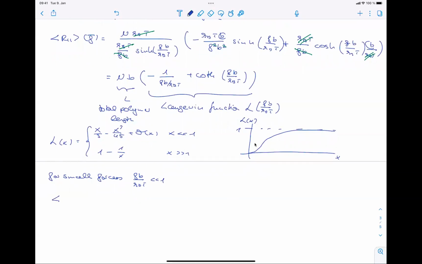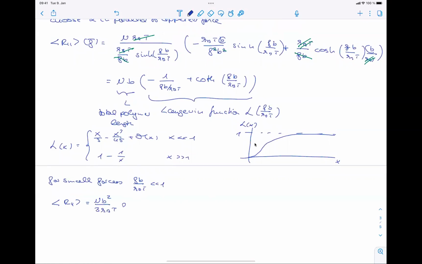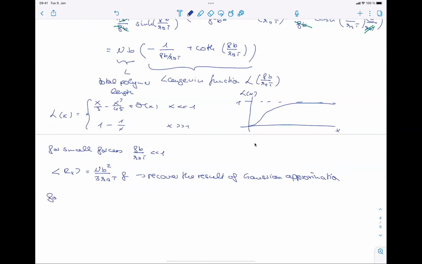And so then in this case, if I just use this relationship, we have that R parallel is x over 3, right? So that means we have x over 3 times n times b. There we go. So we get n b squared over 3 k_B T times F. And we recover the result of the Gaussian approximation. And now we also have, for stronger forces, we can calculate that too. So that would be F b over k_B T being big.